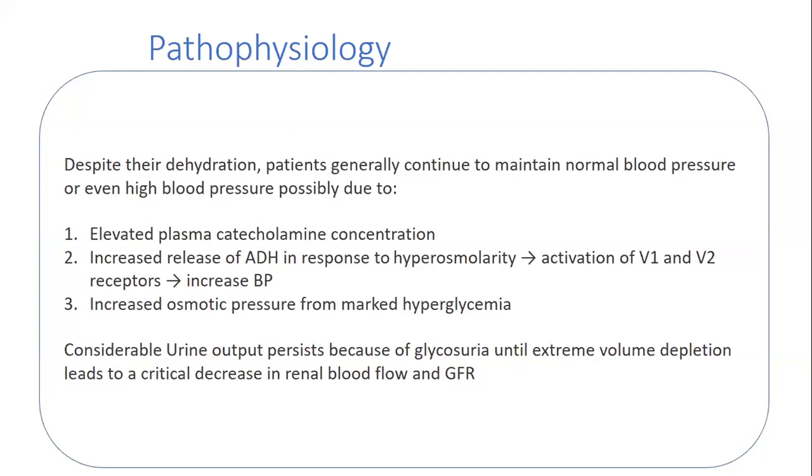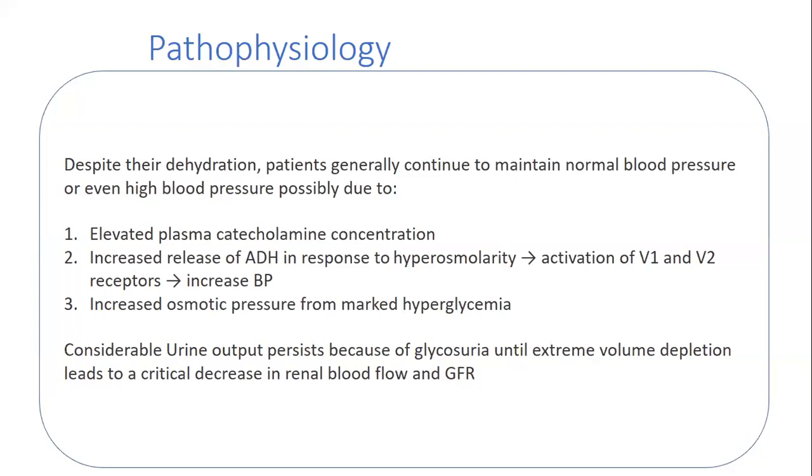And there's usually increased release of ADH in response to hyperosmolarity. Remember, there's a lot of glucose circulating in the blood, so this increases the hyperosmolarity of the blood. What will happen? A signal will be sent to the brain to release antidiuretic hormone. What does antidiuretic hormone do? It usually increases reabsorption of water or fluid into our bodies, through the vasopressin 1 and vasopressin 2 receptors, and this can actually maintain the blood pressure.